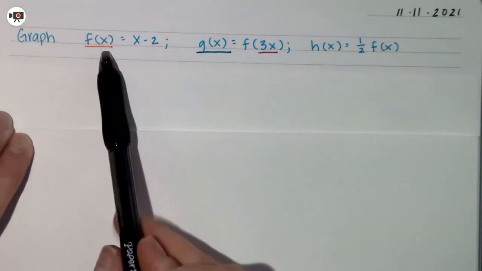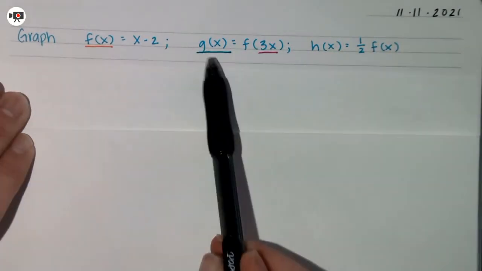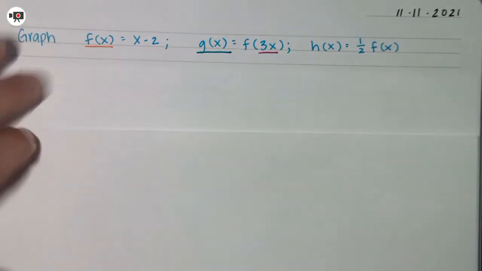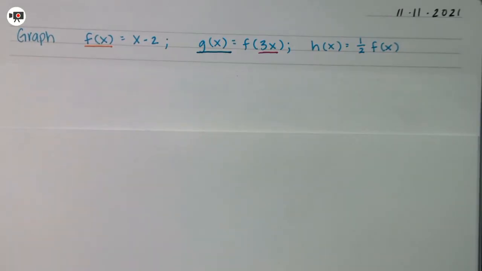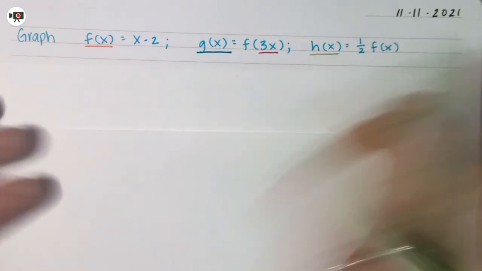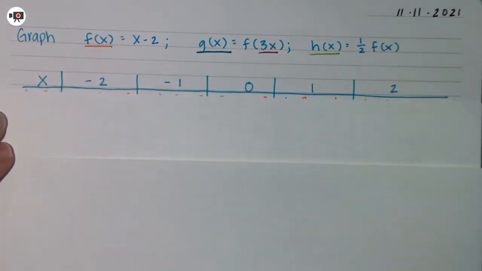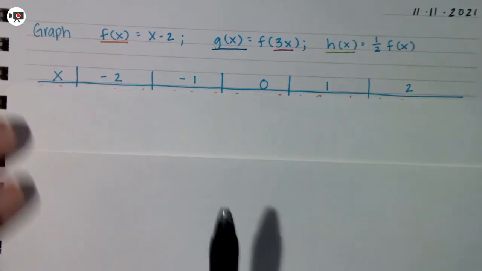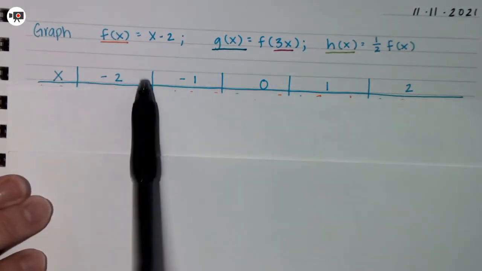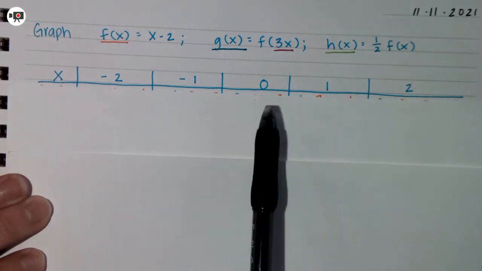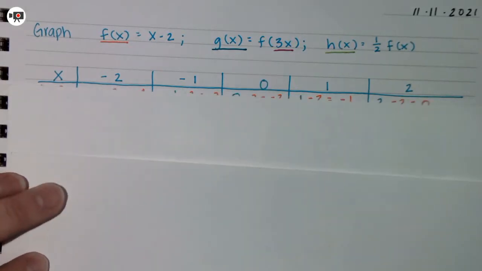Another example, if I were to graph f of x equals x minus 2, g of x is f of 3x, and h of x is 1/2 times f of x. Then, again, I start with my x values. I always choose x values that are close to 0 on the negative side and the positive side. They make it easy to work with, and you know where it will cross the y-axis.